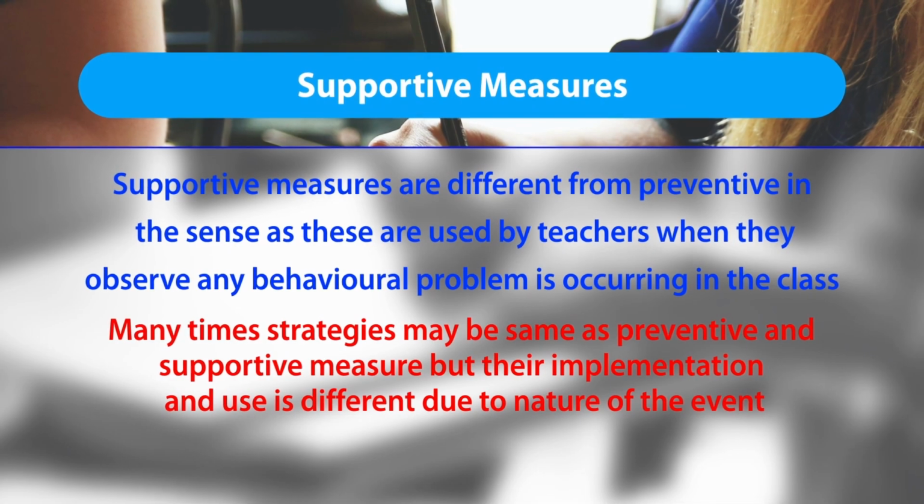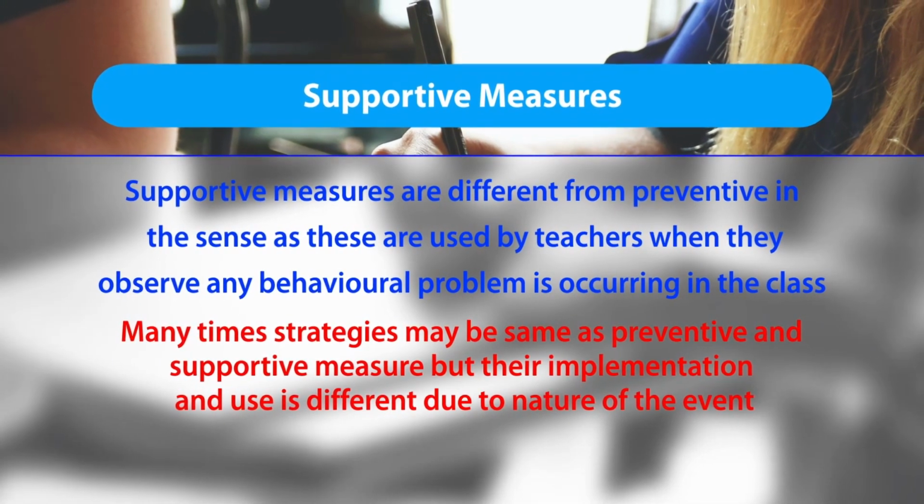Why is it different? Because the nature of the event has changed. When you were using it as a preventive measure, you were just expecting that this behavior may be shown or a learner may misbehave in this particular direction, so you would adopt this approach. But here the learner has already misbehaved or has shown certain behavioral issues to you. You have noticed them, and then you apply the measure which was in your planning. So the measure is the same, but the nature of the application is different. That's why here it is a supportive measure.